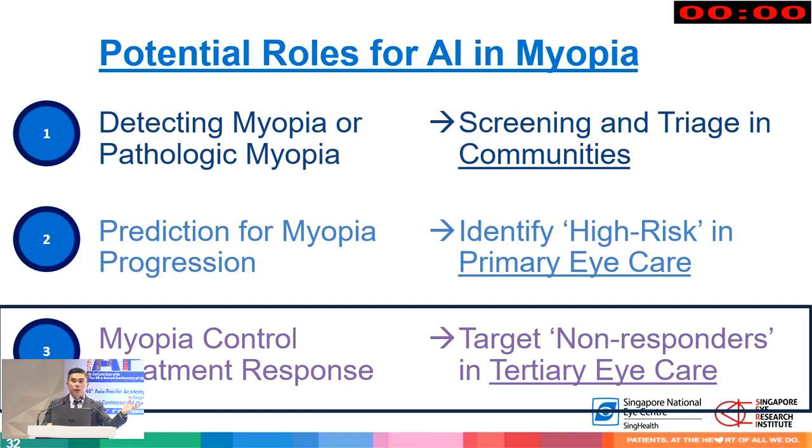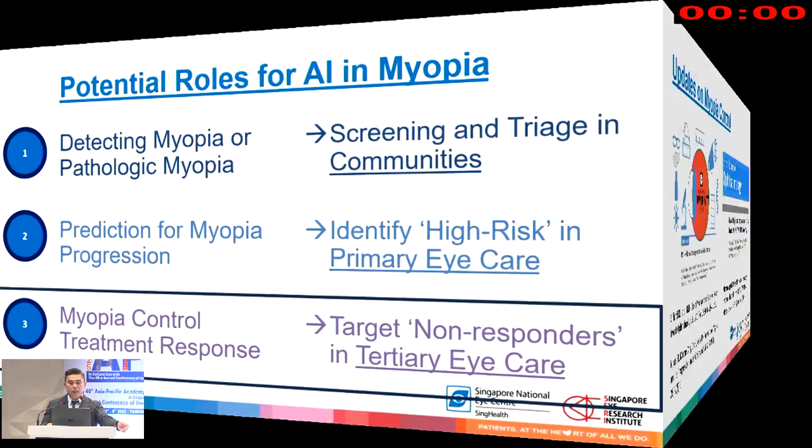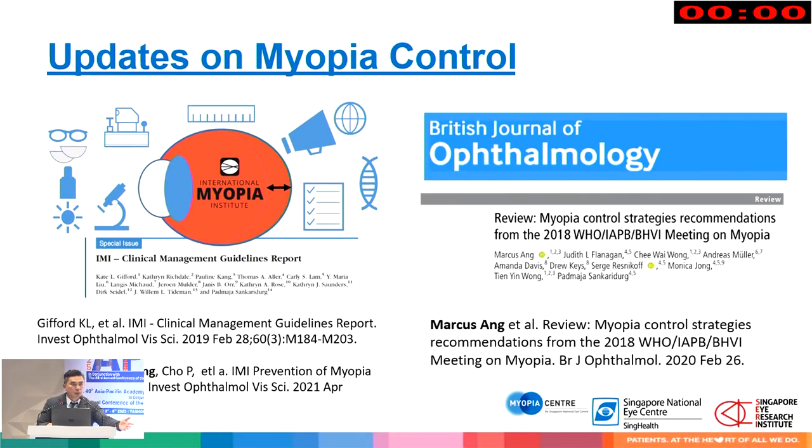So myopia control and treatment is the next step. And of course, you can't treat everyone, so you need to know who to treat. And in the last 5 years alone, those of you who are in the pediatric or myopic space will know that the number of myopia control options has expanded exponentially.